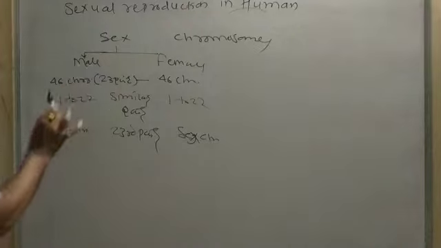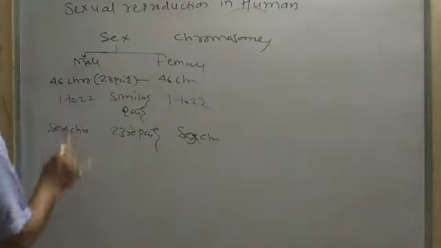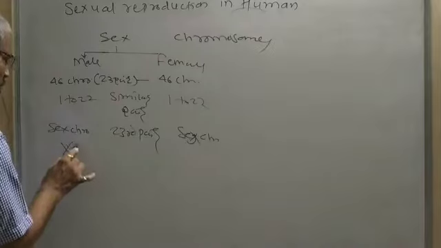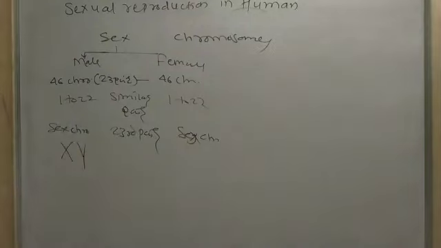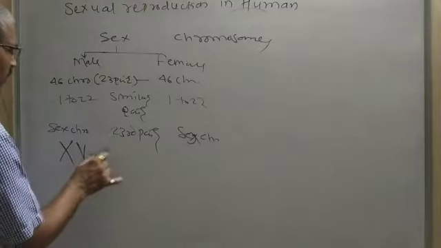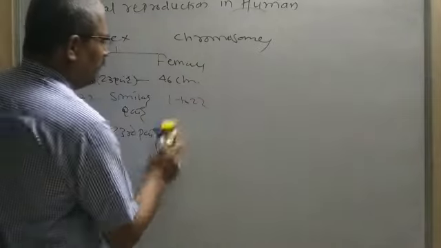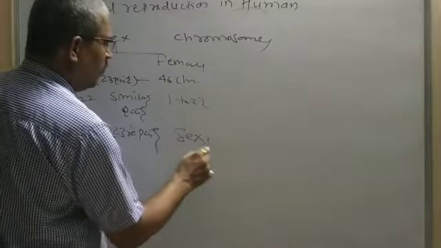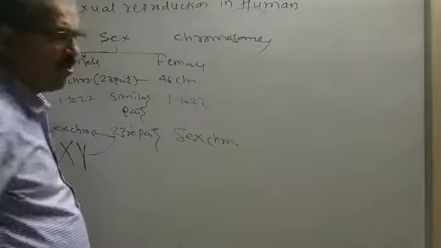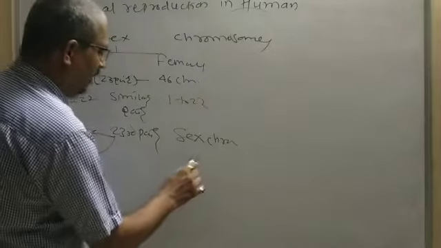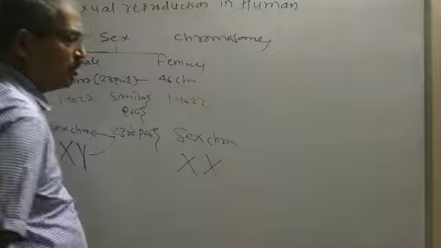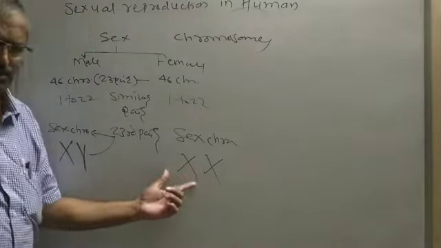Then what is the structure in male? In male, in this pair there are two different chromosomes. One chromosome is called X chromosome, another one is called Y chromosome. That is the 23rd pair, called the sex chromosome. Then what is the position in the female? If you observe the 23rd pair of the female, it has two same kind of chromosomes. They are called XX chromosomes.